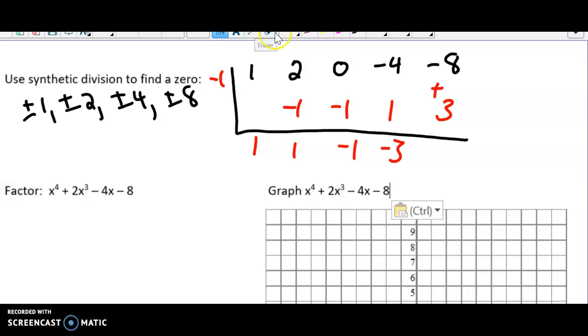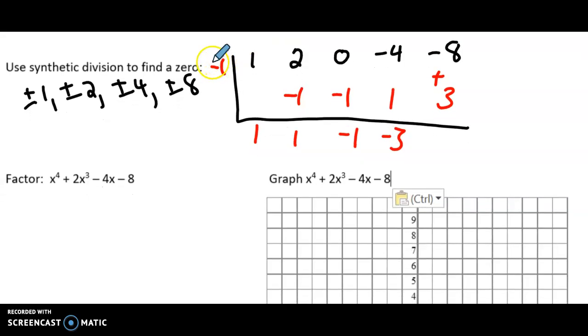Nope, not 0. So let's try, what do you want to try, guys? 2? All right, let's try 2. Let's hope that works. 2, I bring the 1 down. 1 times 2 is 2. 2 plus 2 is 4. 4 times 2 is 8. 0 plus 8 is 8. 8 times 2 is 16. 16, no, that's not going to work.